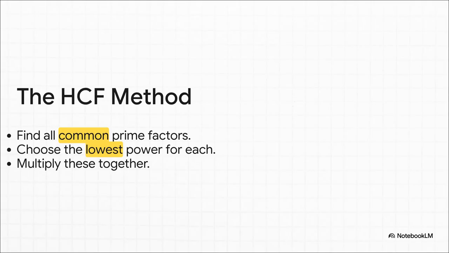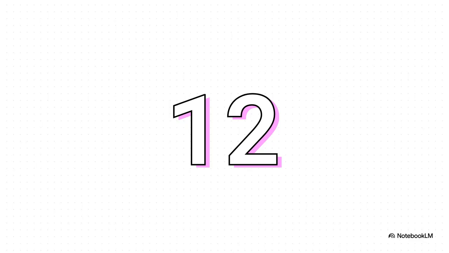To find the highest common factor, or HCF, you just follow 2 simple steps. First, you look for the prime factors that are common to both numbers. Here, they both have 2s and they both have 3s. Then, for each of those common factors, you pick the one with the lowest power. So we'll take the 2 squared, not the 2 cubed, and we'll take the 3 to the power of 1, not the 3 squared. Now, all you have to do is multiply those bits you chose together. 2 squared is 4 times 3 gives you 12, and that's it. That's your HCF. 12 is the biggest number that will divide perfectly into both 36 and 120.